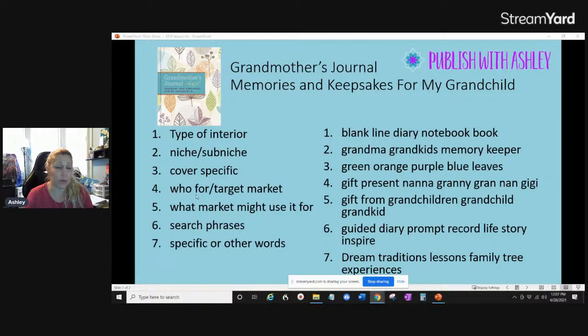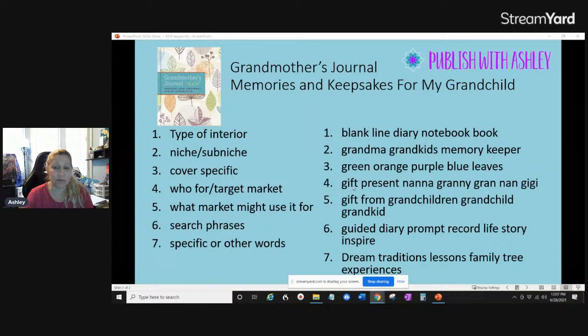The next one, who is it for, or your target market? So this is a gift. You maybe have this as a gift or a present for Nana. And these are other words for grandma. I use a lot of synonyms because around the country, people have different dialects that might use different types of words. So sometimes I will look up on Amazon, but usually on Google, I'll look up synonyms for keywords. So grandma is a keyword, and I looked up some synonyms for grandma. So it's a gift or present for Nana, Granny, Gran, Nan, Gigi. Those are other names for grandma.